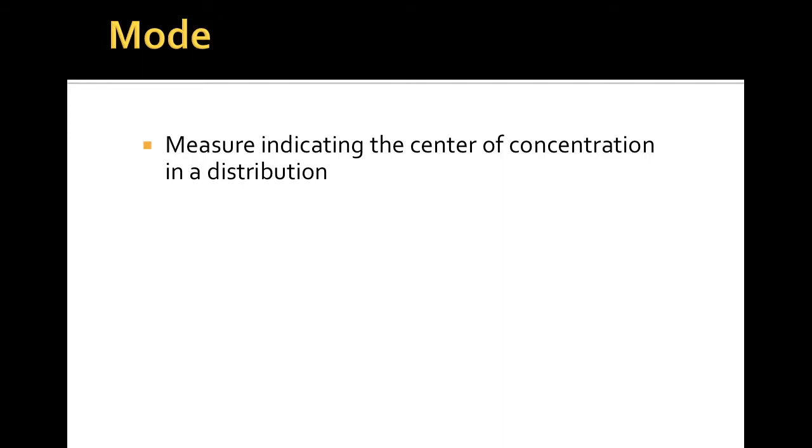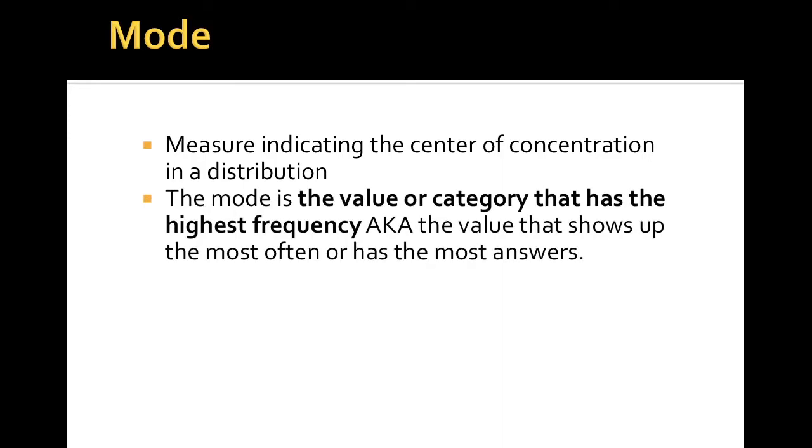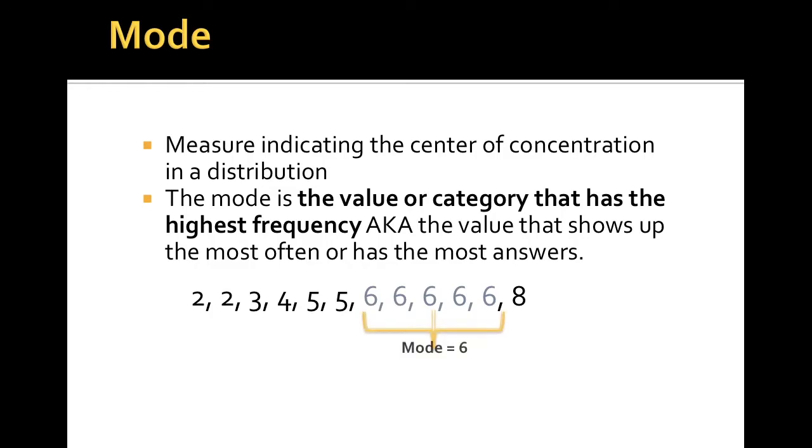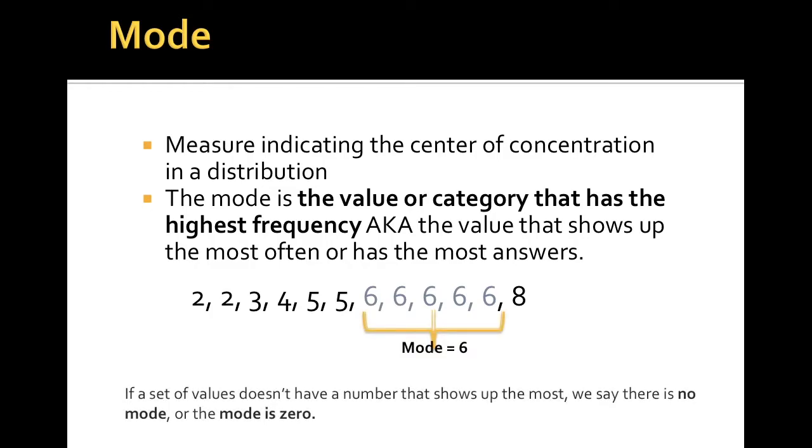Mode is a measure indicating the center of concentration in a distribution. The mode is the value or category that has the highest frequency, which in other words means the value that shows up the most often or has the most answers. That's your mode. So for example, here is a set of data, and you'll notice that the 6 shows up very, very often. So therefore, 6 is your mode.